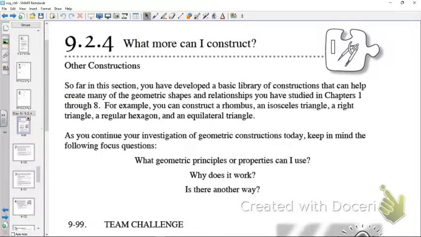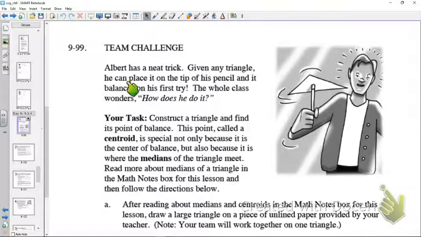So this says team challenge here. Obviously, you're not doing it as a team. Let me summarize this. There's a neat trick. Pretty much in every triangle, there's a point called the centroid. That is the balance point. In other words, it is the point that's the center of the shape. Now, when I say center, I don't literally mean the center. It's just the center of balance, because it is where the medians of the triangles meet. Medians are basically lines from the vertex that intersect the middle of each side. Okay, I'm going to say that again. Lines from the vertex that intersect each side.